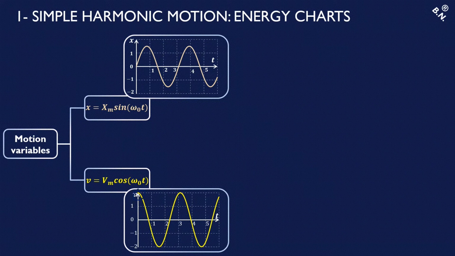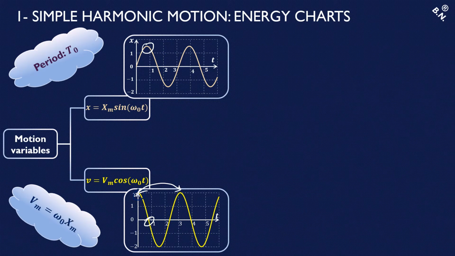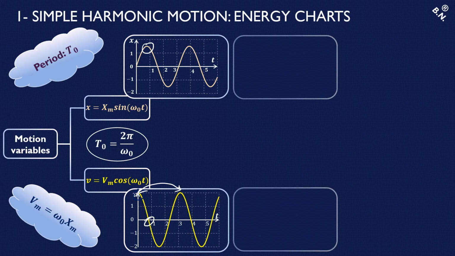And whenever x is max, v is 0. Now the period is the duration from here to here, and it's the same for both. Now period is given by T, or simply T, and don't forget, T is always 2 pi over omega. V max is omega times x max, we've written this.